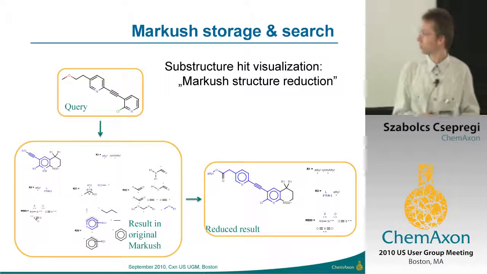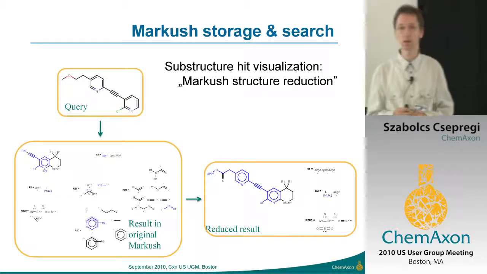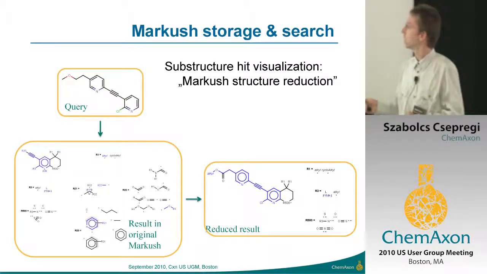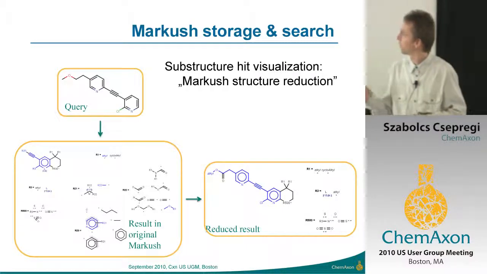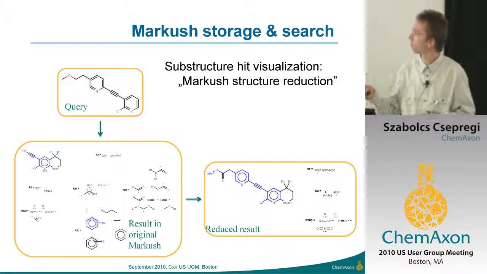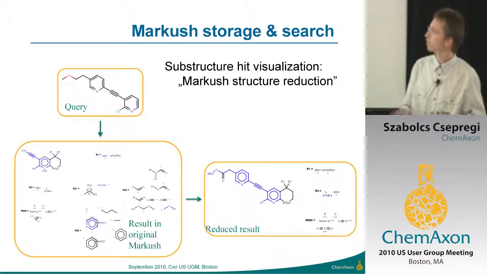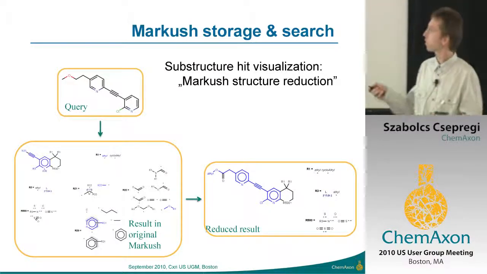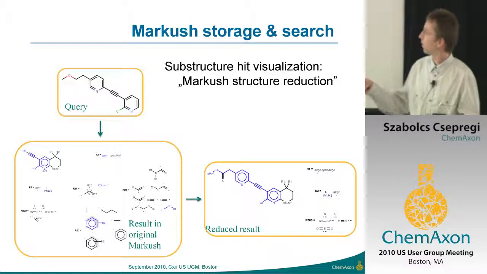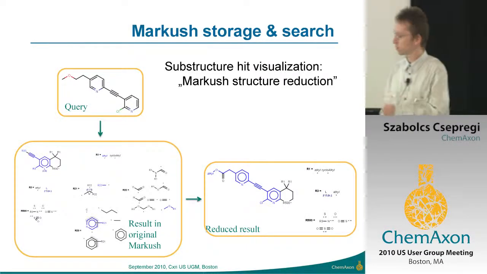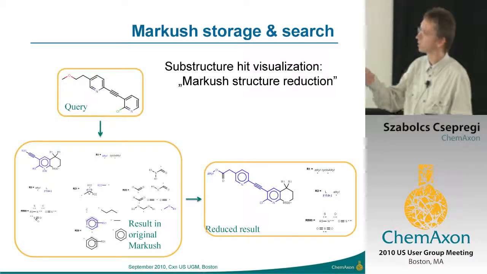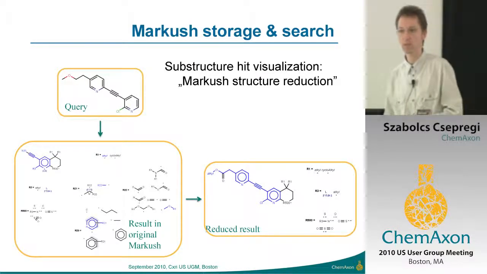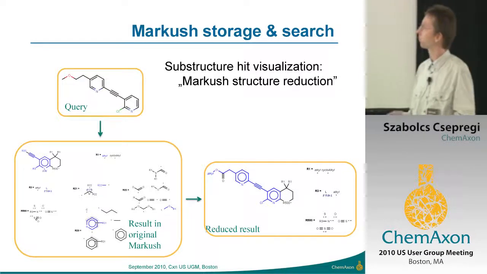So for this, we have created a new method of visualization. We call it Markush structure reduction. And this is the reduced result from this hit. Here we expand those variables that overlap with this substructure. As a result, we have the substructure highlighted in the same way as it was in the query. So it is very easy to see what is going on.